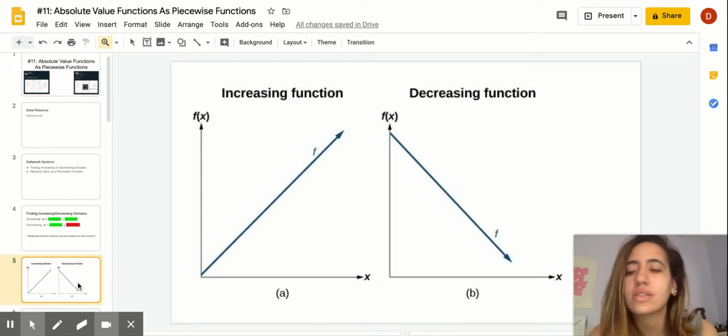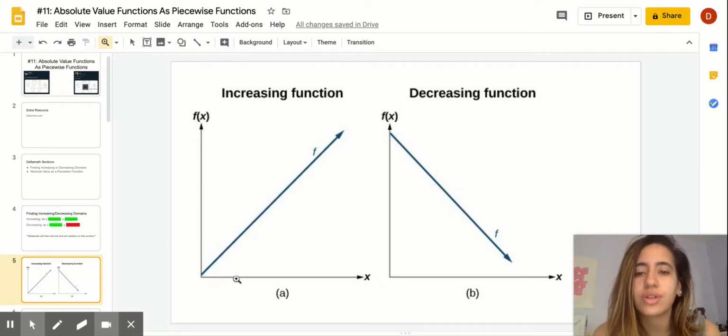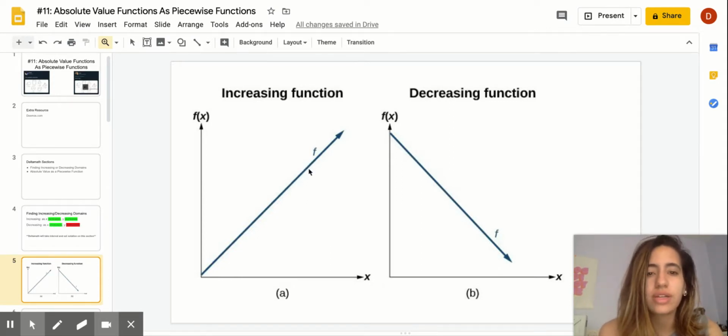So if you look at this function right here, you see that as the x increases, the y increases as well, right? That's why when you find the slope of a function like this, it will be positive, because every time you add to your x, you're also adding to your y. Vice versa, on a decreasing function, as the x increases, right, going left to right, x is always increasing, your y is decreasing, it's going down.